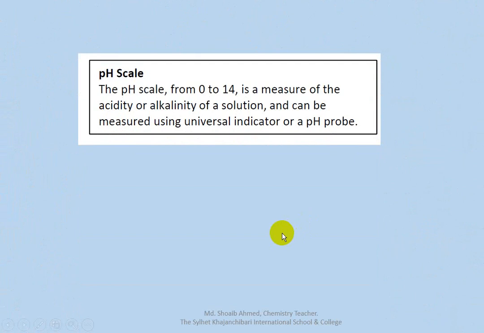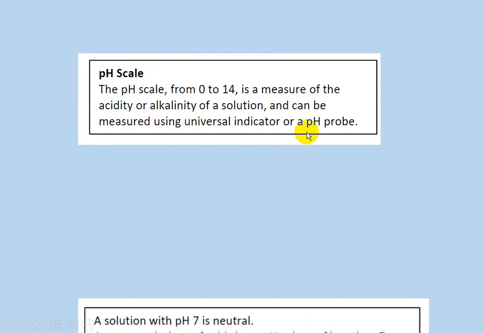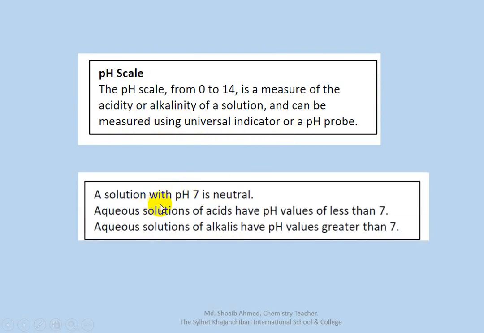Okay, we have just seen the pH scale. The pH scale from 0 to 14 is a measure of the acidity or alkalinity of a solution and can be measured using universal indicator or a pH probe. A solution with pH 7 is neutral. Aqueous solutions of acids have pH values less than 7. Aqueous solutions of alkalis have pH values greater than 7.